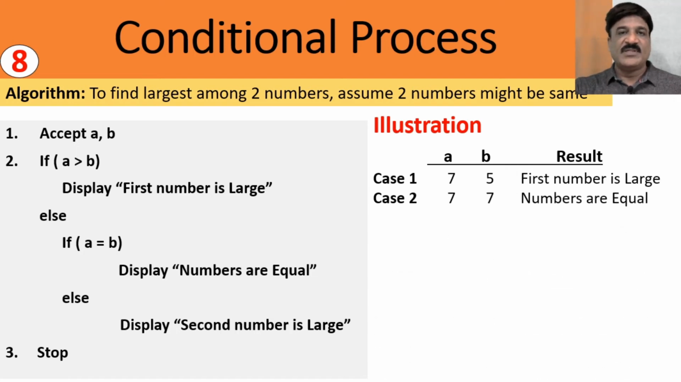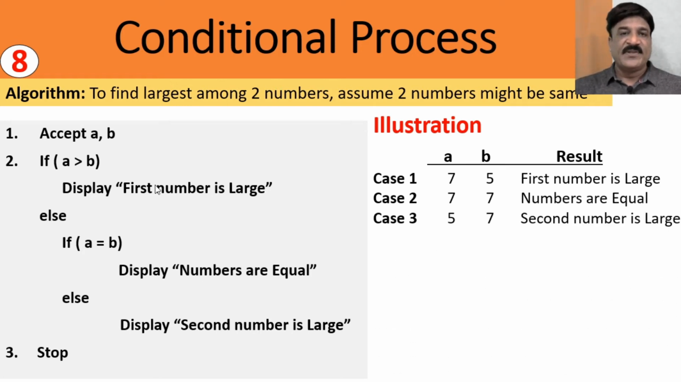Now assume both the numbers are equal. So is 7 greater than 7? No. The condition is false, so control will be passed to the else portion. Now here, what are we checking? Whether the 2 values are equal. So in this case it is true. So the numbers are what? Equal. The result will be equal.